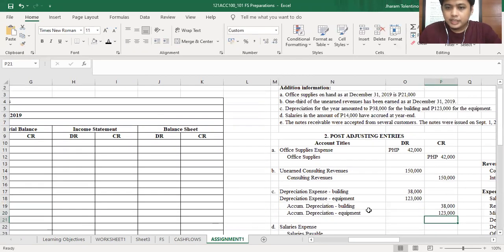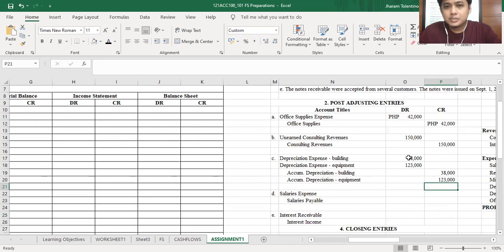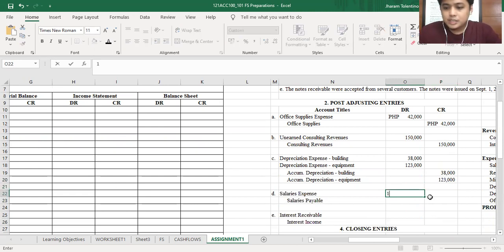Next, salaries in the amount of 14,000 have been accrued at year end. So ang gagawin mo lang, debit to salaries expense, credit to accrued salaries payable, or simply debit to salaries expense, credit to salaries payable, 14,000.